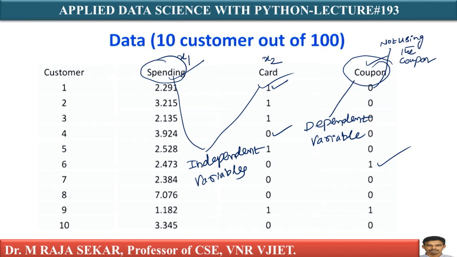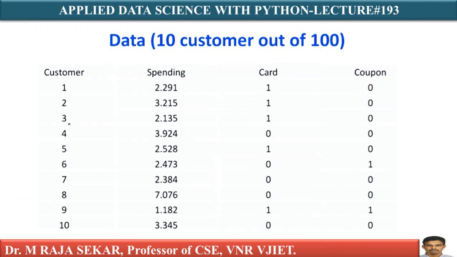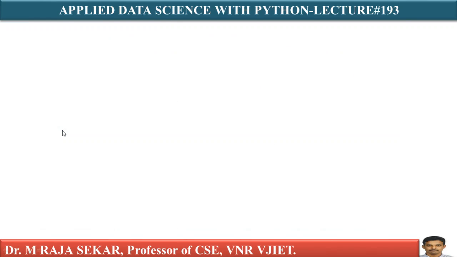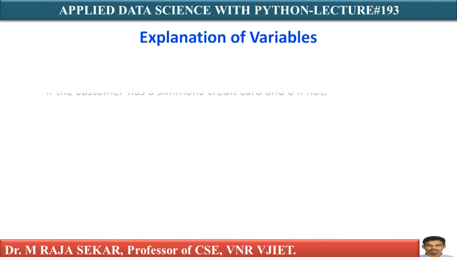So the coupon is the dependent variable. X1 is spending, one of the independent variables. X2 is card, another independent variable. You see that X2 is a categorical variable. X2 is 1 or 0, so there are only two categories: whether the person has the credit card or does not have the credit card. I can say that is a categorical variable, isn't it? Just observe here, we are showing only 10 customers' data. In reality, we will take 100 customers' data, isn't it?